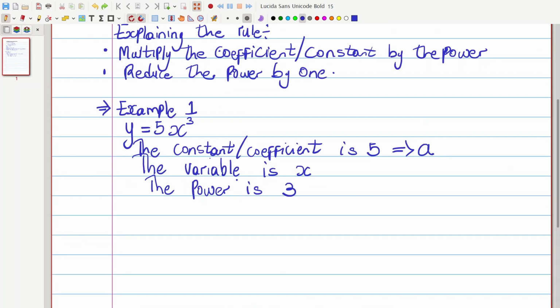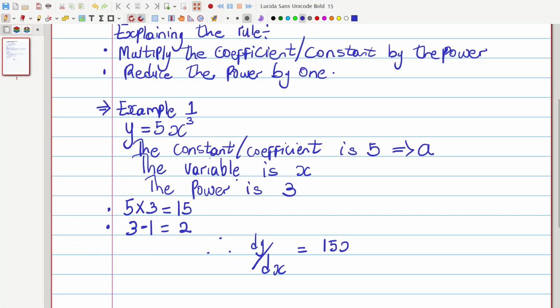So we're going to be following the steps. The first step is to multiply the coefficient by the power, which is 5 times 3, which is equal to 15. The next step is to reduce the power by 1, as 3 minus 1, which is equal to 2. Therefore, dy/dx is equal to 15x raised to power 2. Very simple.